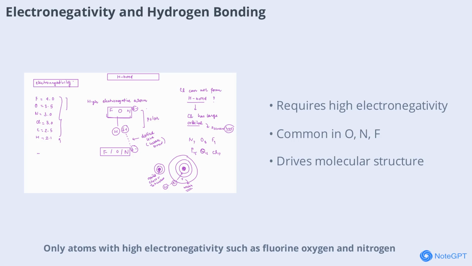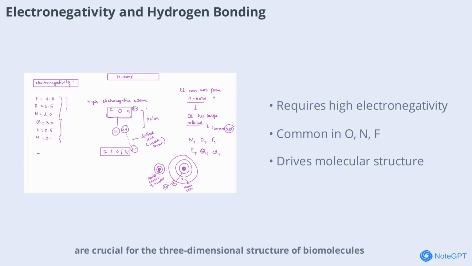Only atoms with high electronegativity, such as fluorine, oxygen, and nitrogen, can participate in hydrogen bonding. The large difference in electronegativity between hydrogen and these atoms creates a strong dipole, enabling the formation of hydrogen bonds. This is why hydrogen bonds are commonly found in water, ammonia, and organic molecules containing OH or NH groups. The strength and directionality of hydrogen bonds are crucial for the three-dimensional structure of biomolecules.